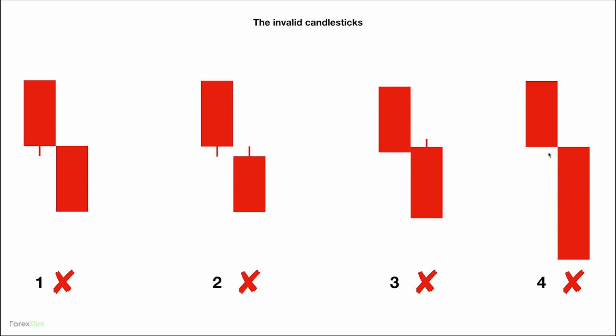Now, number 4, it's very simple. We have the first candlestick and the second candlestick. What is the problem? The second candlestick is breaking golden rule number 2, which is the second candlestick must be smaller in size, right? If this was 5 pips, second candlestick would be 50 pips or something, right? So make sure the second candlestick is smaller than the first candlestick.